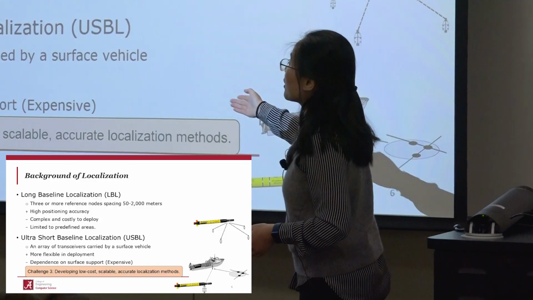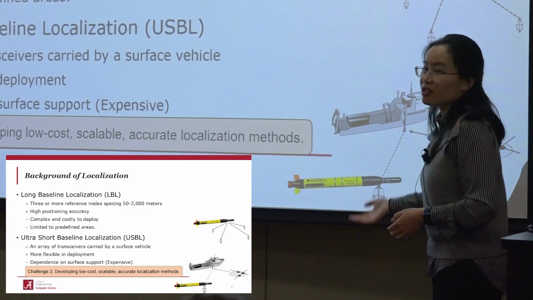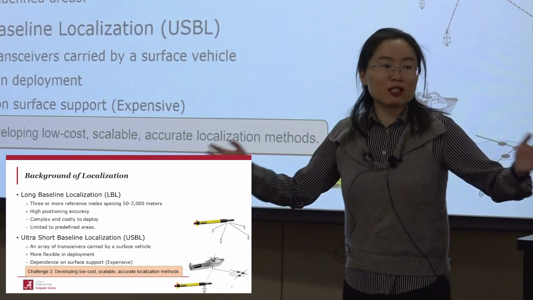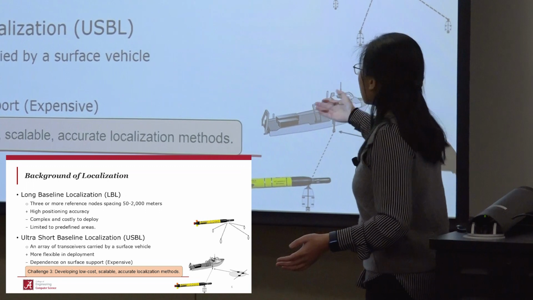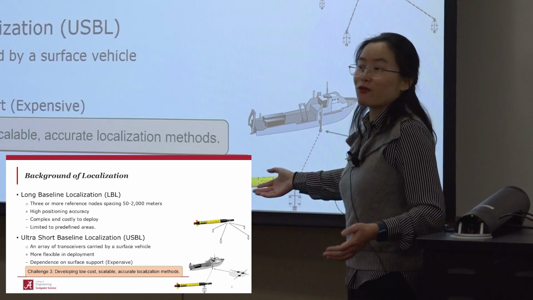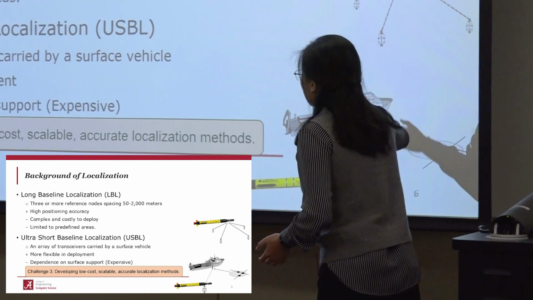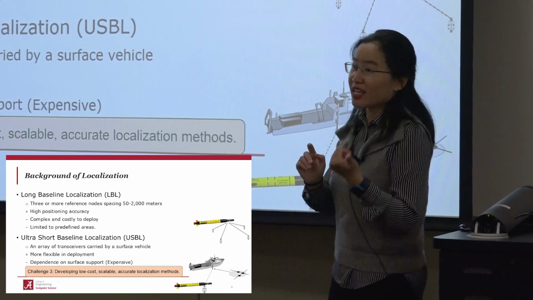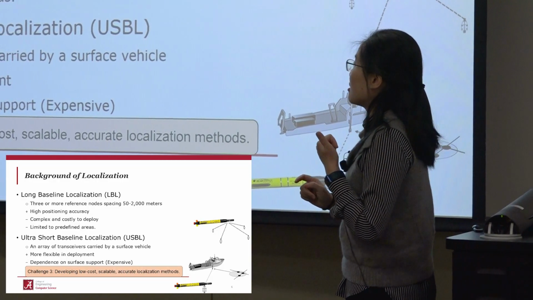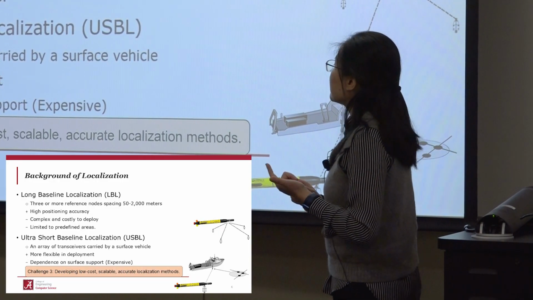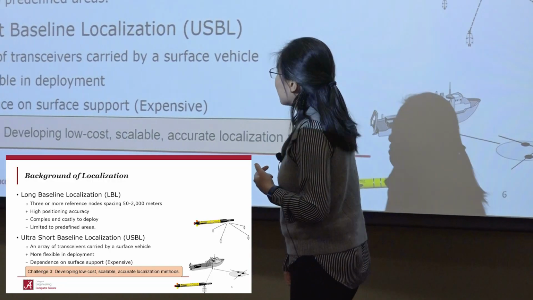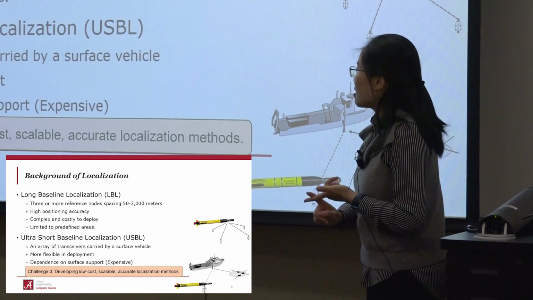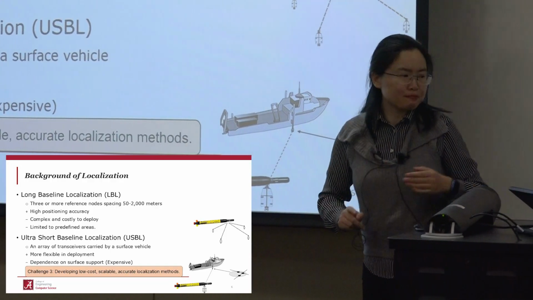It is also very expensive, because surface vehicles are very expensive. For example, if you have an AUV swarm, you will probably need multiple surface vehicles for that mission. So neither of those current solutions for localization is scalable, and neither of them is low cost. And so the third challenge comes from wanting to develop a low cost, scalable, and accurate localization method.